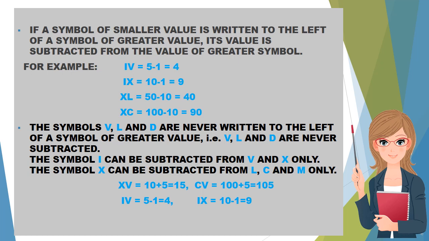XV, if XV is written, the value of that will be 10 plus 5, that is 15. CV, 100 plus 5, so that is 105. IV, it means we can subtract only I from V, that is equal to 4. We can subtract I also from X, that is 10 minus 1 is equal to 9. We can subtract X only from L, C and M. So when we subtract X from L, we get the value 40. When we subtract it from C, we get its value as 90.